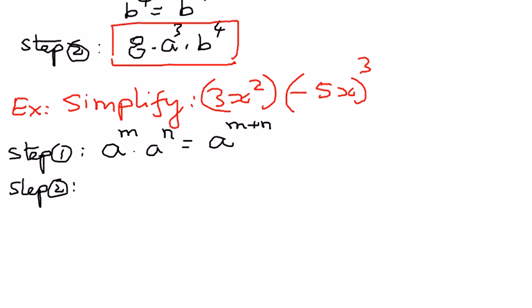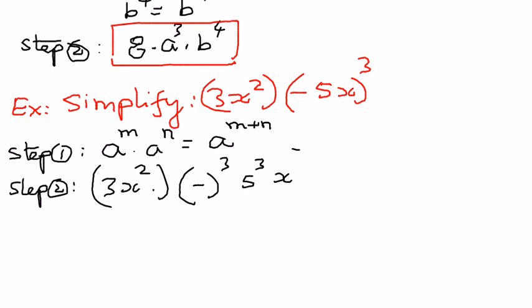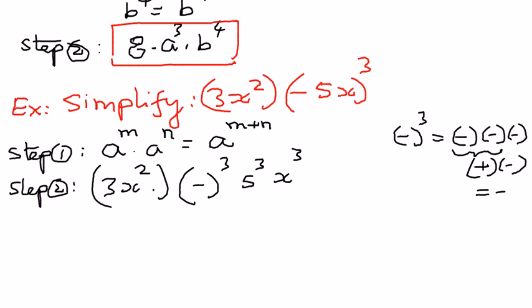In our first term here we have 3x to the power of 2, and in our second term here we have negative 5x. The whole thing is raised to the power of 3. So therefore the negative sign is raised to the power of 3, the 5 is raised to the power of 3, and x is raised to the power of 3. And that is the way we want to look at it. So in our margin here, negative raised to the power of 3 means the base term is repeated 3 times. So negative times negative is a positive, positive times a negative is a negative. So negative raised to the power of 3 is a negative.